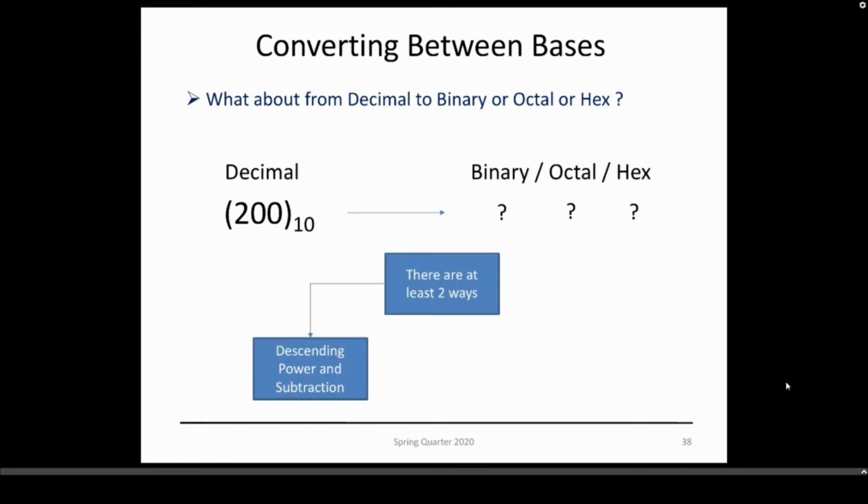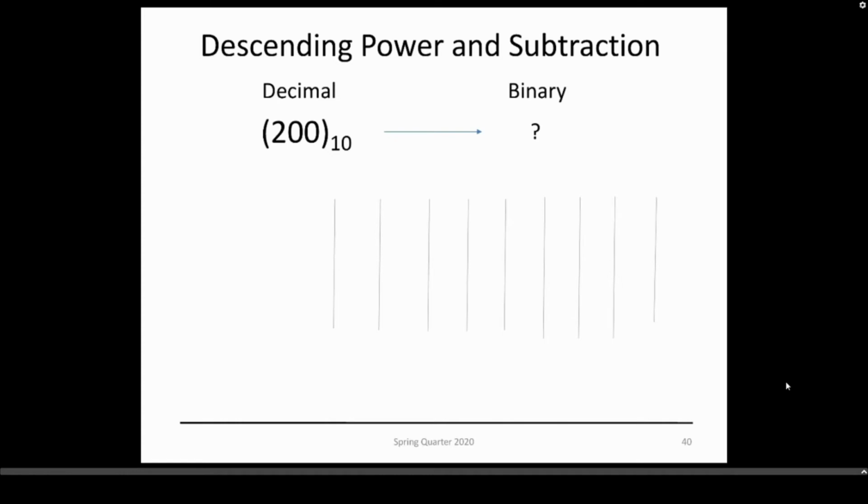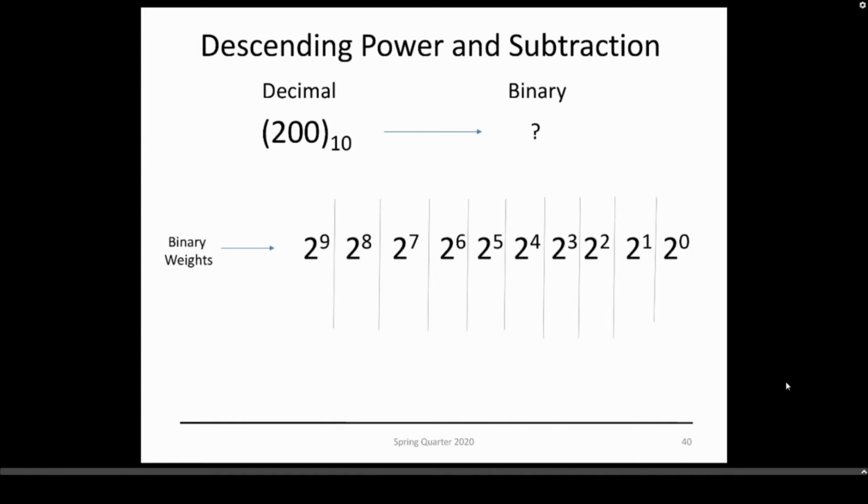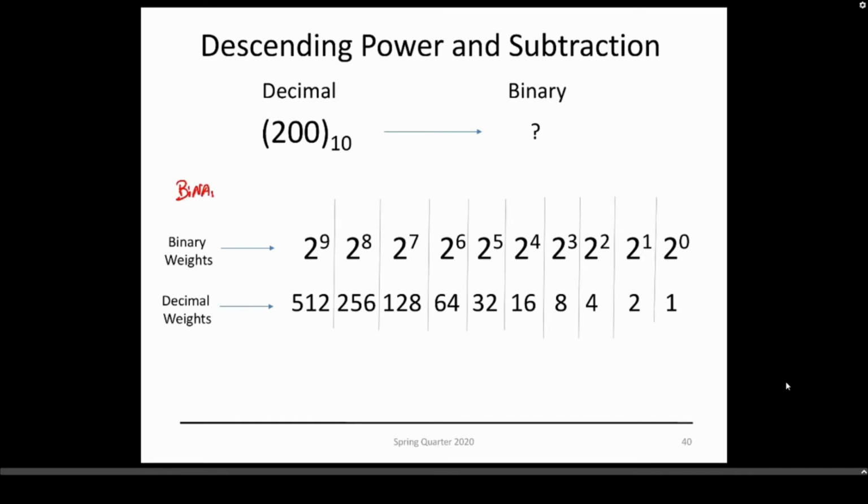The first one, descending power and subtraction method. The second one, division with remainder. Let's go over the first method, descending power and subtraction. I have my decimal number, 200. I'm going to write the binary weights, and I'm going to write the respective decimal weights. This is going to make my life easier. And I'm going to write my binary number over here.